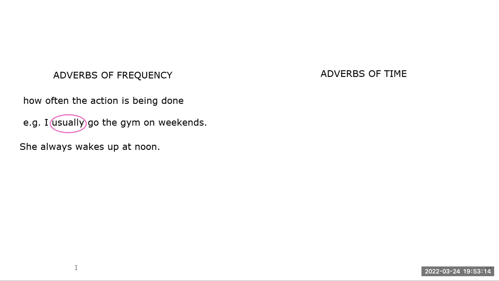Wake? Wakes, right? So don't be fooled if you see an s at the end of your verb. That just means that you have subject-verb agreement. So wakes comes from the verb to wake, right? And that's an action you can do. You can wake up, right? So we have our verb wakes. How often does she wake up at noon? Always, right? So that is our adverb of frequency.